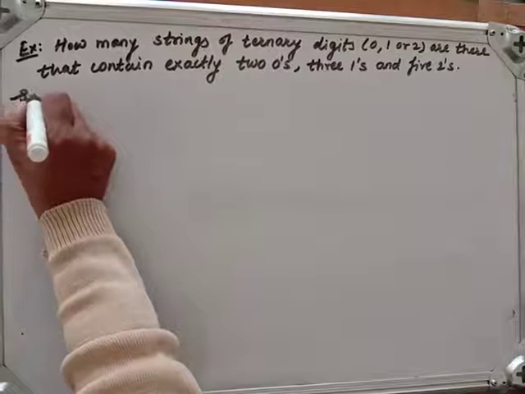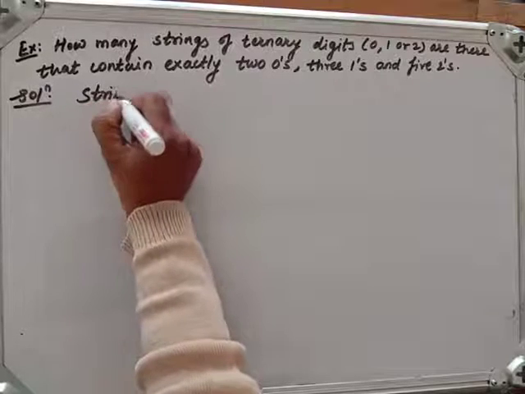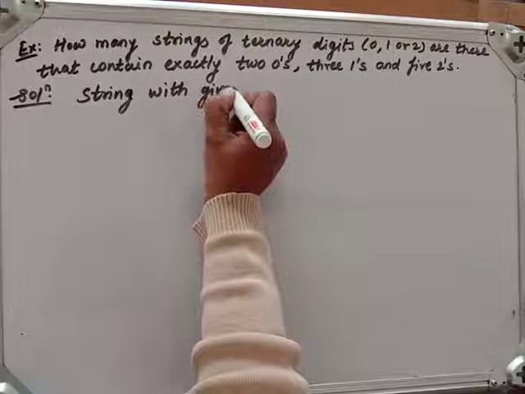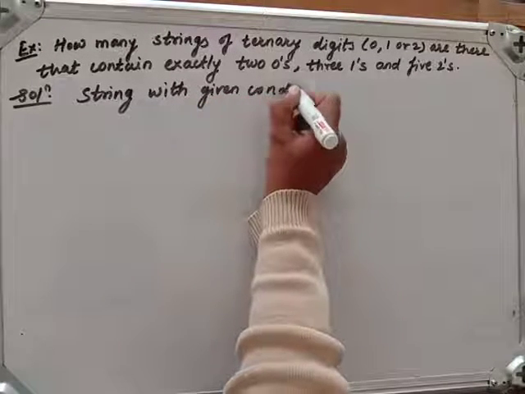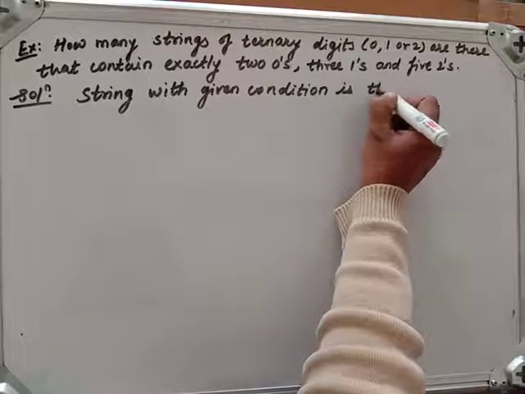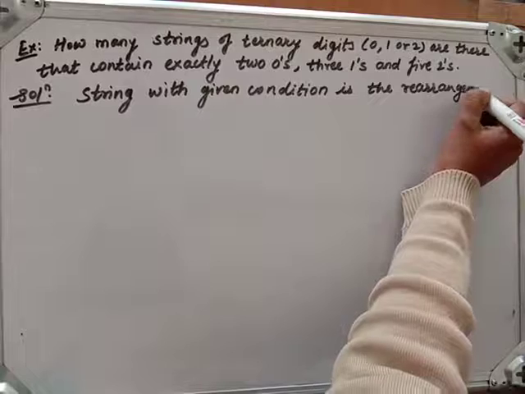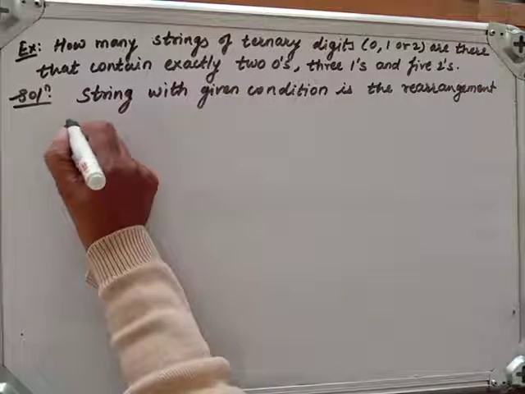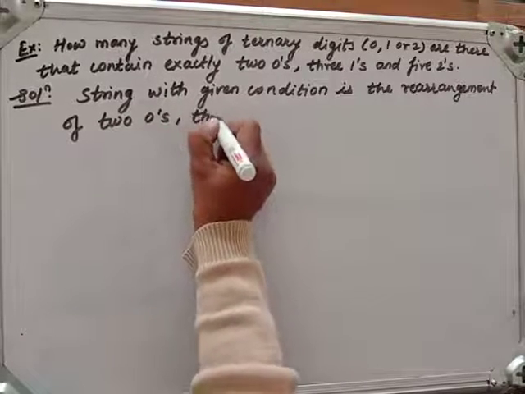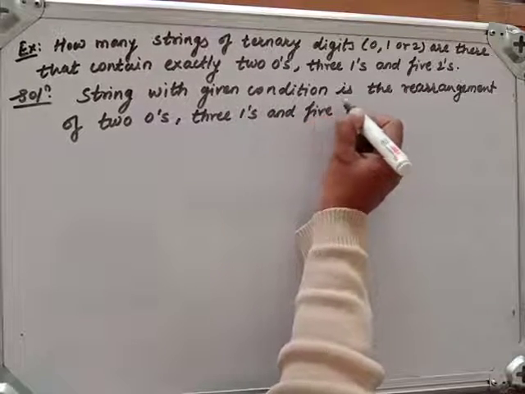So what is the solution here? We can write the solution in one line. A string with the given condition is the rearrangement of what? 2 zeros, 3 ones and 5 twos.